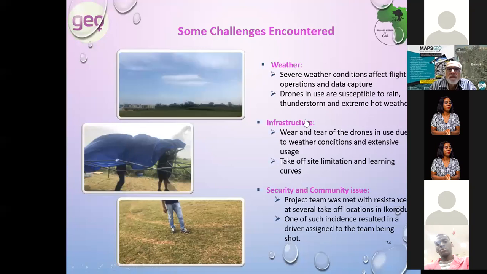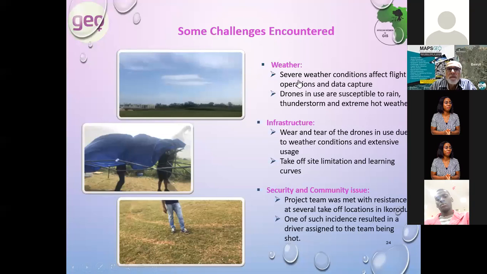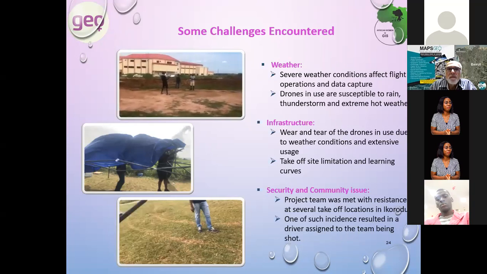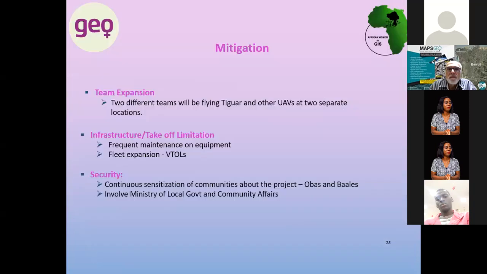So that was one of our successful launches. We've had issues with weather, of course, a lot of wear and tear because of the extensive mapping that we are carrying out. There's a lot of wear and tear on the drones. We also have takeoff limitations, and we've had to work around all these limitations to come out as a success during the execution of the project. We have security issues that affect the speed of the execution, and we've had to work around all these challenges.